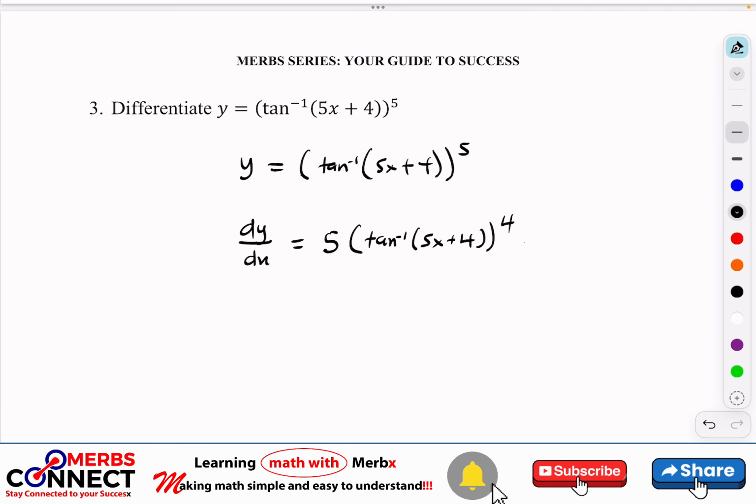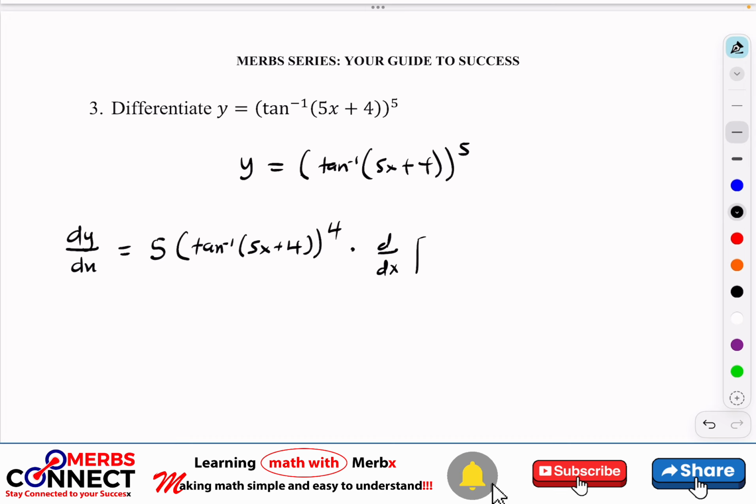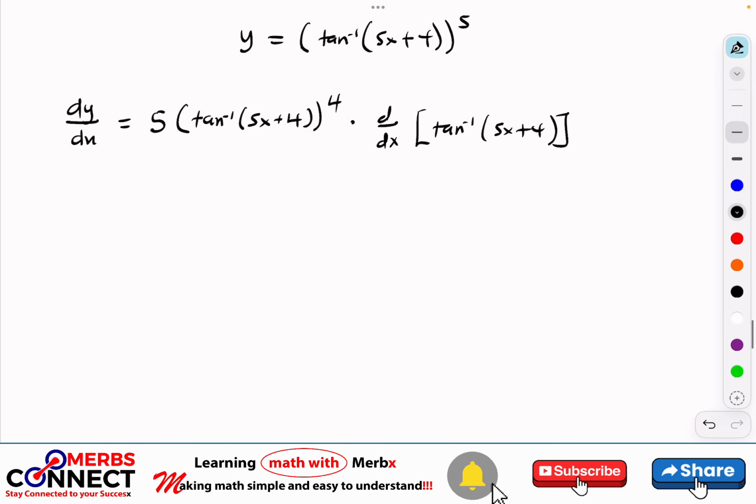Now, times, the chain rule says that now we can differentiate what is inside the parentheses. So now times the derivative of what is inside the parentheses here, the whole of this. So now we want to differentiate tan inverse of 5x plus 4. Great. And that's why we can use the general rule for differentiating tan inverse.